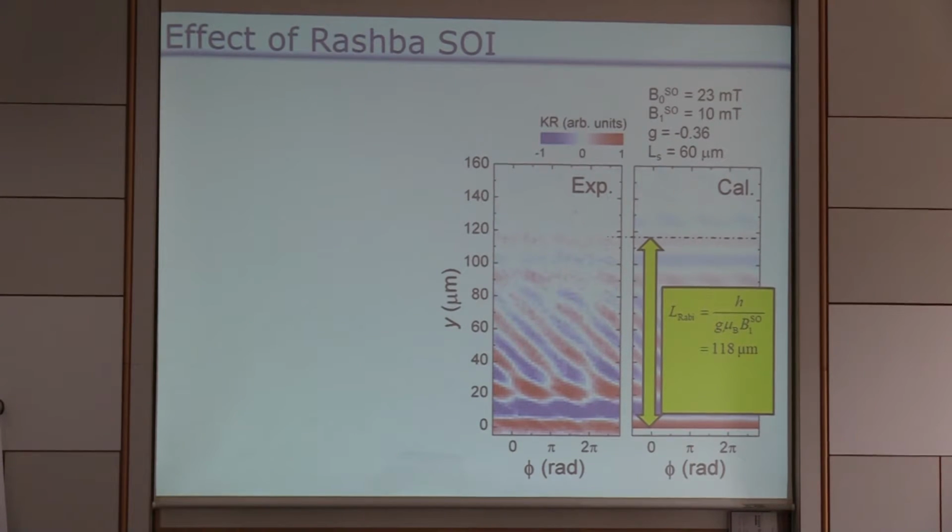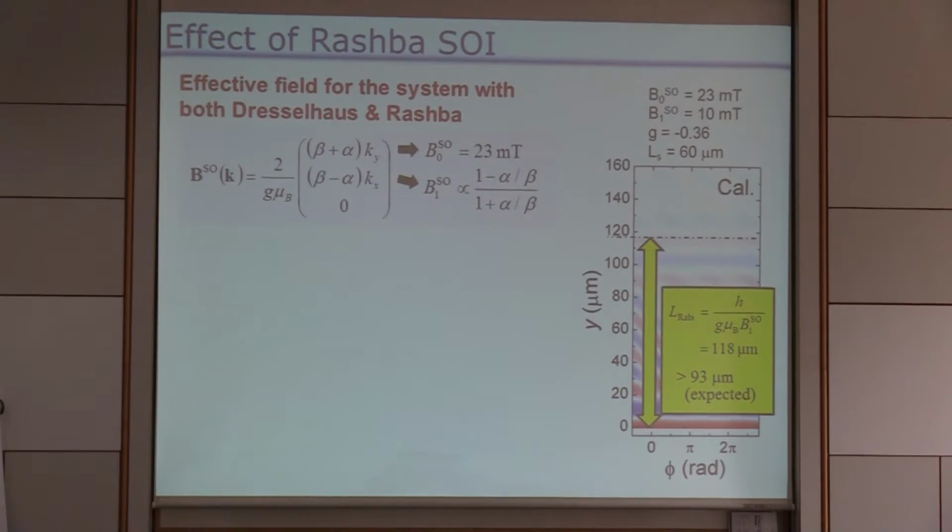Finally, I'd like to mention the effect of the Rashba spin orbit interaction. So here is the period of the rapid rotation, which was found to be 180 microns. This value was slightly longer than the expected value of 93 microns. And we consider this is due to the Rashba spin orbit interaction.